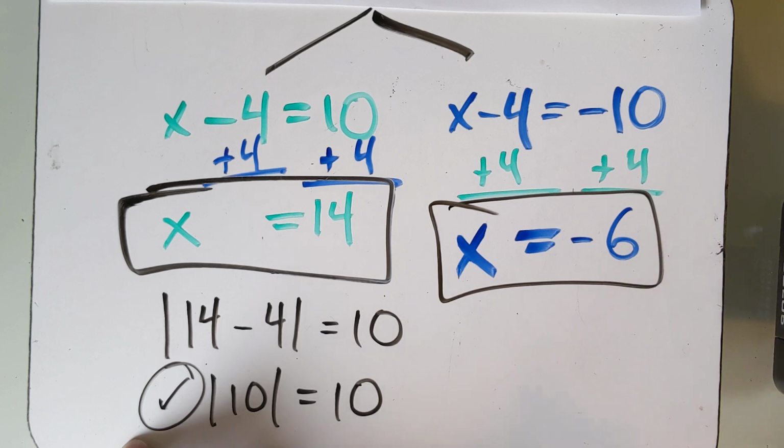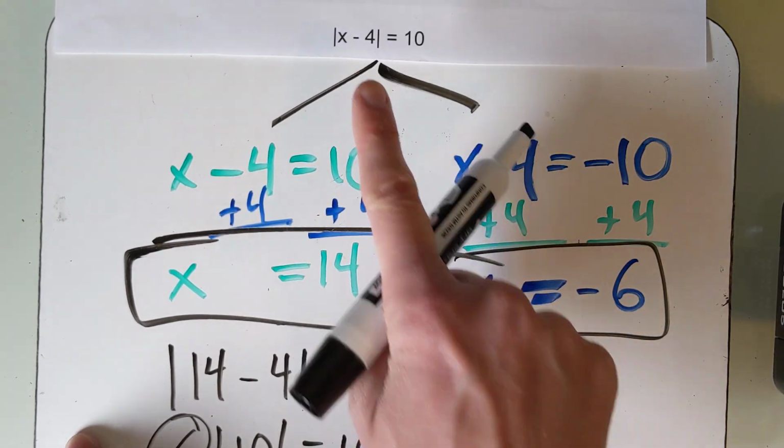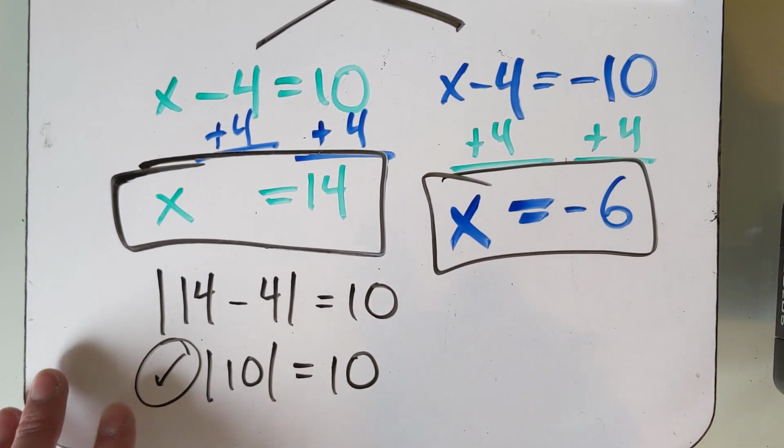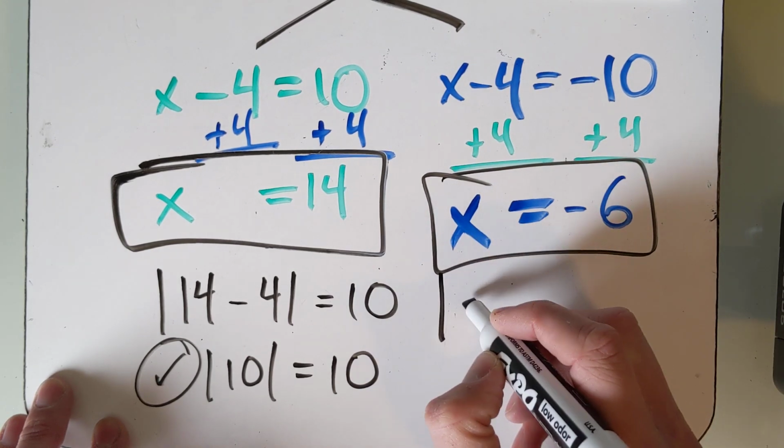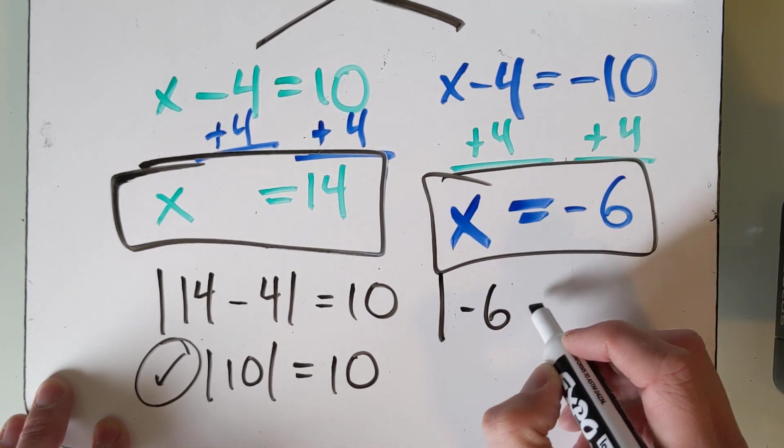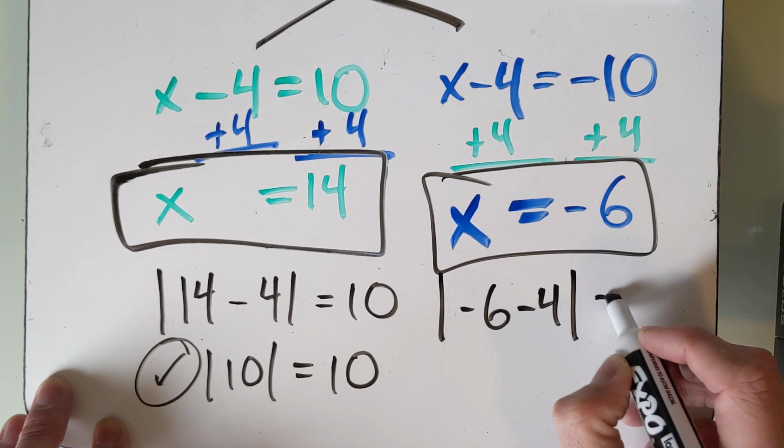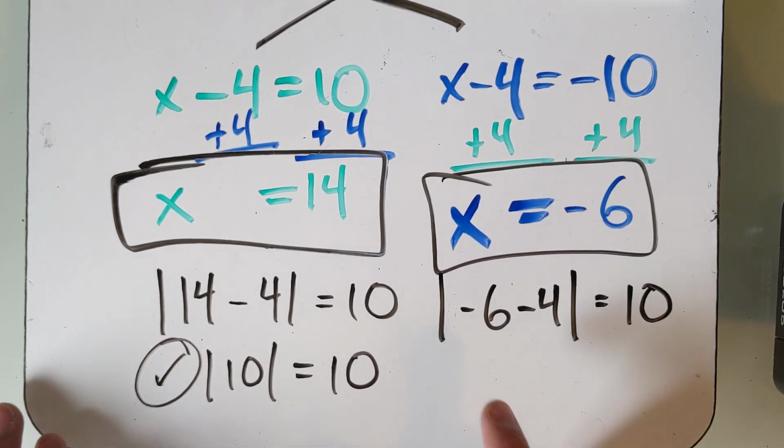In order to check our negative 6, let's just plug it into this equation and see if that still makes sense. So we would have the absolute value of negative 6 minus 4 is equal to 10. See if that's correct.